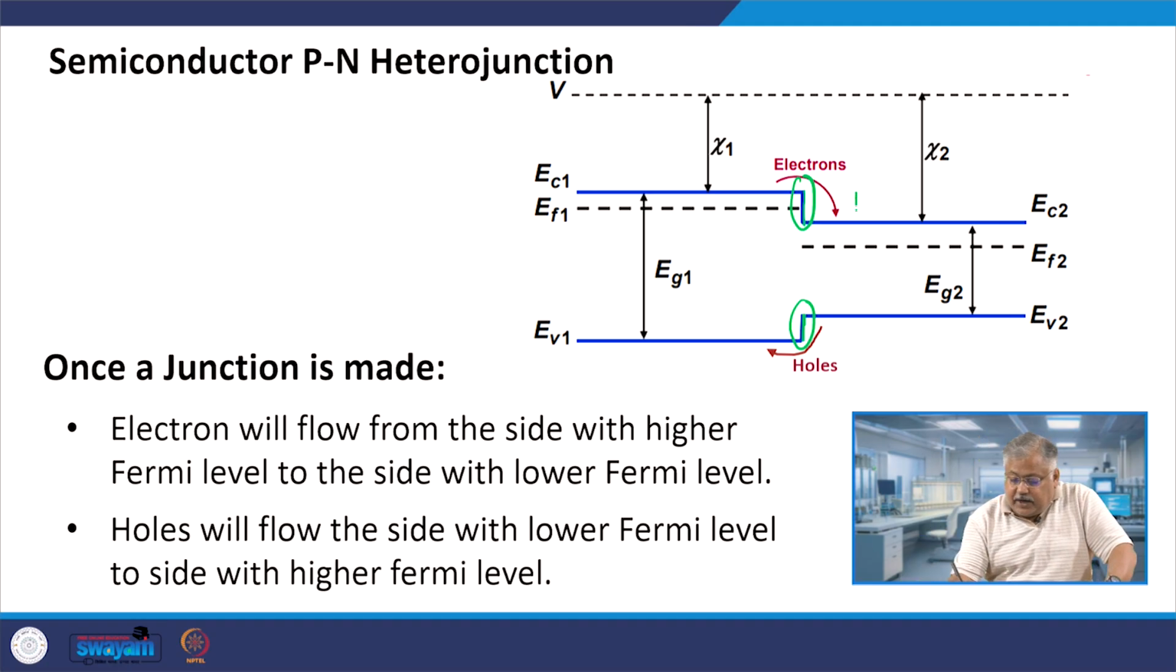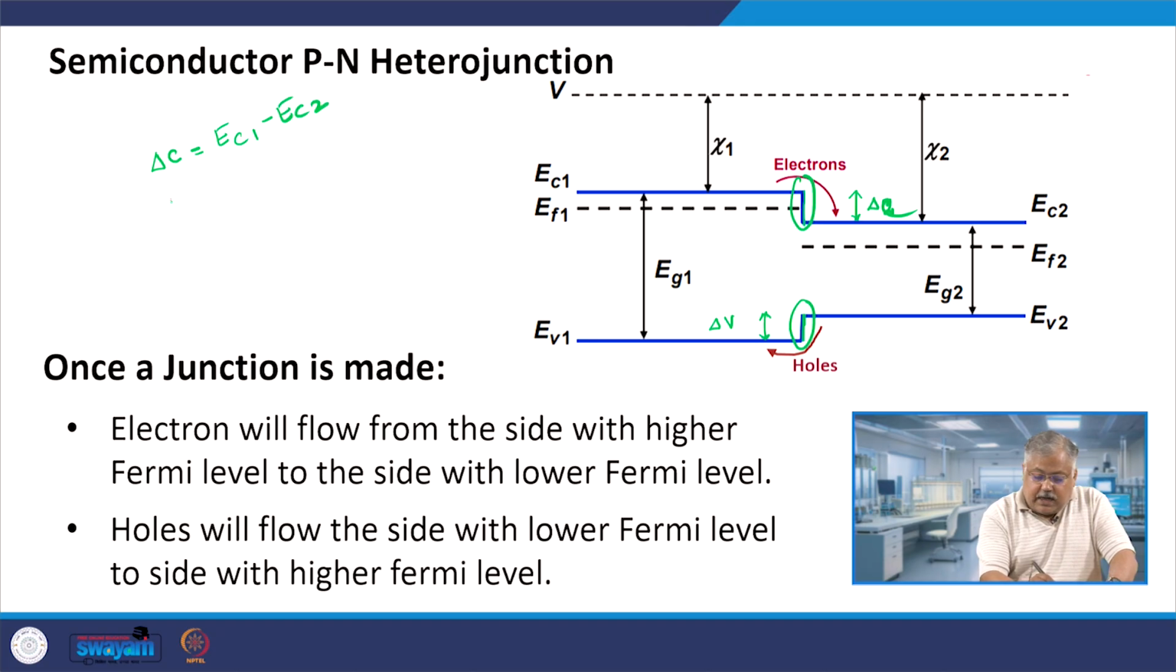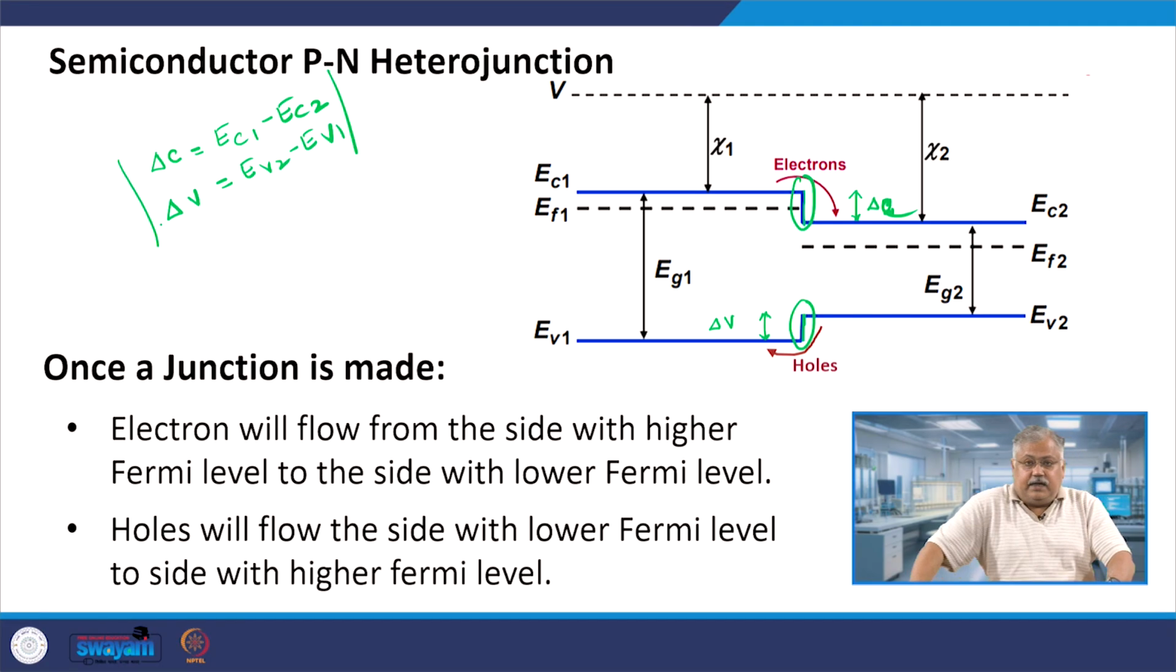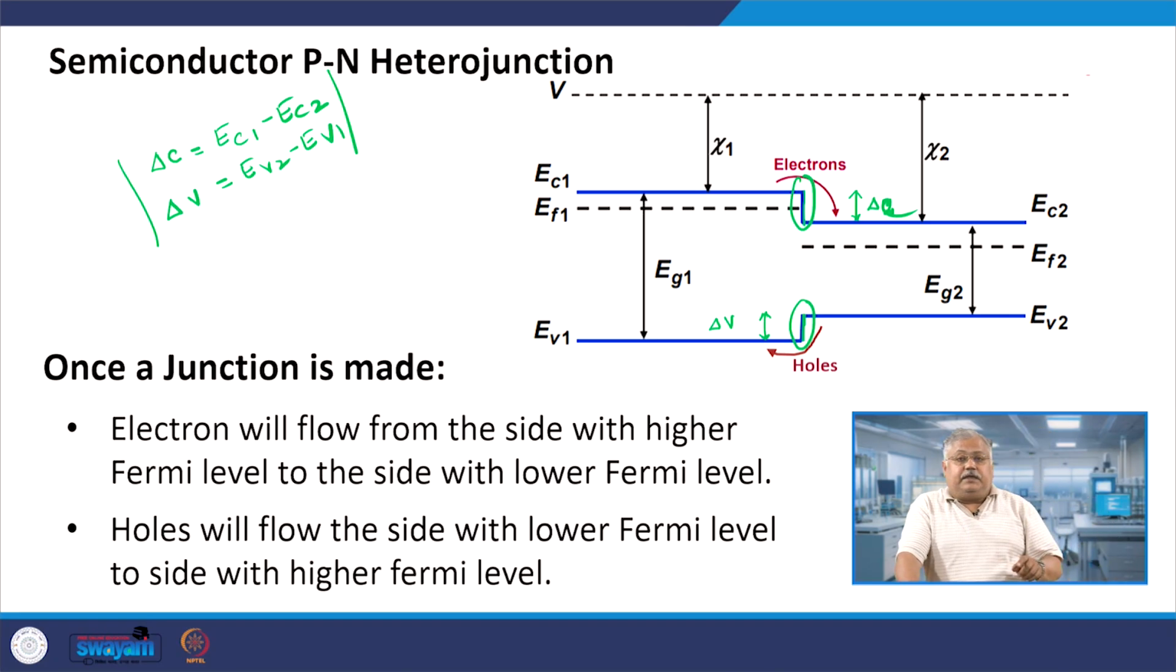So, if I want to find this height, let us suppose this is delta 2, and this is delta v, and this is delta c. Then delta c will be referred to as Ec1 minus Ec2, and delta v will be referred to as Ev2 minus Ev1. So, the difference in the conduction band edge will be there. This is for that specific case, when the n type material is fully embedded in the p type material in terms of their energy band diagrams, right.